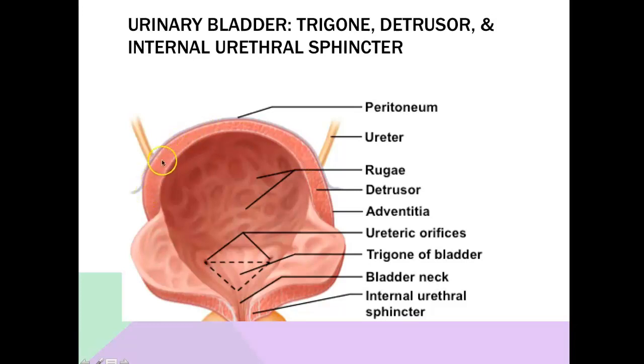Anyway, so this detrusor muscle, when it contracts, it will cause the bladder to empty. And the internal urethral sphincter we already discussed. We will find that right in this area where the neck of the bladder is found and the very inferior point of our trigone.